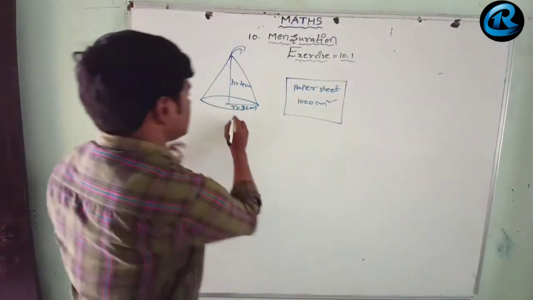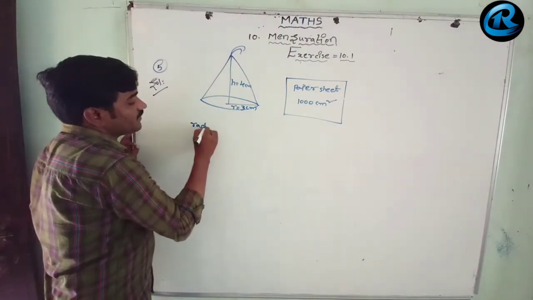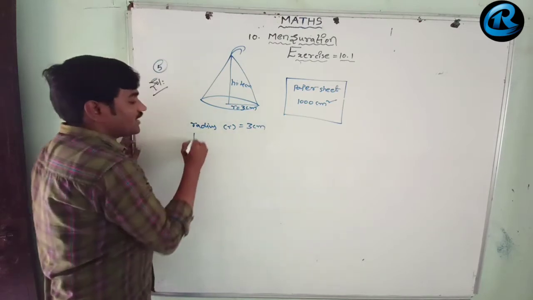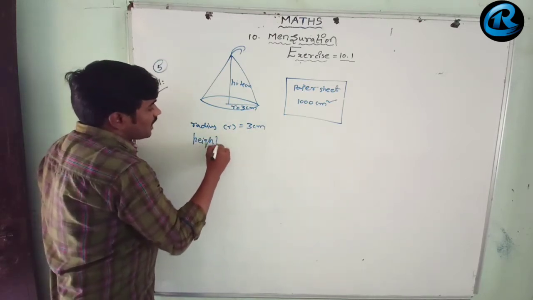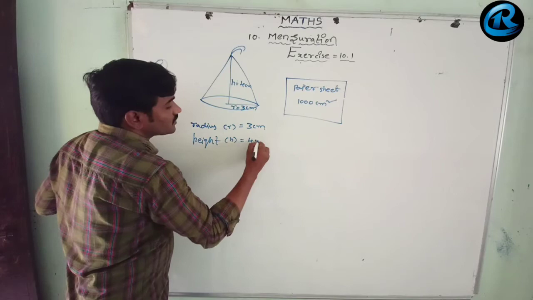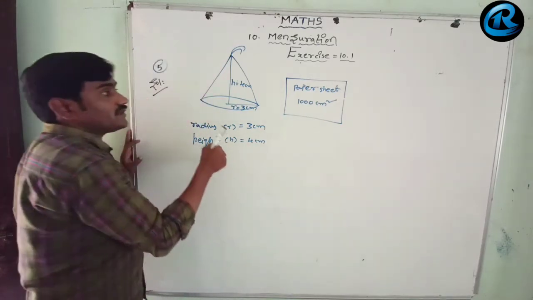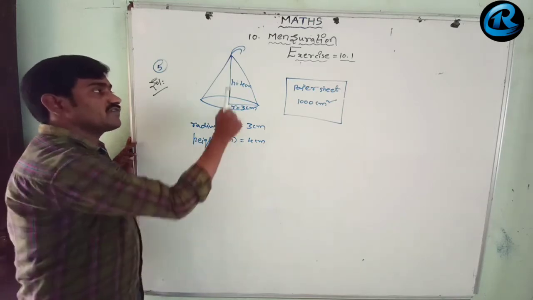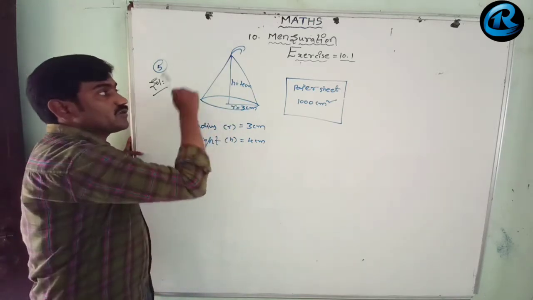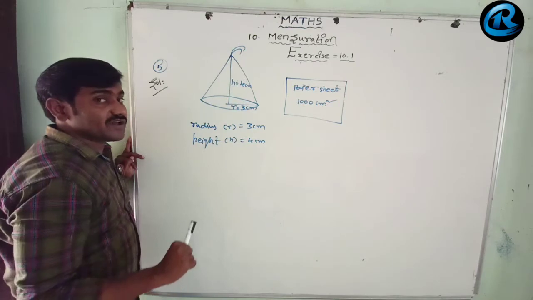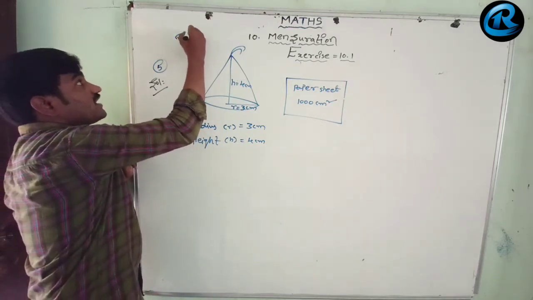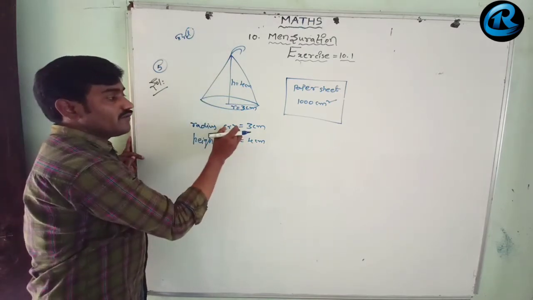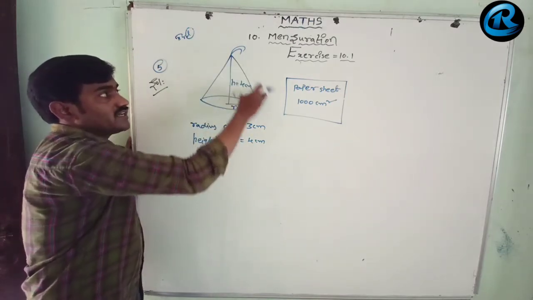First let us find out the radius already given here. The radius r equal to 3 cm and height h equal to 4 cm. As we know, the paper sheet required for one joker cap is the curved surface area. Curved surface area formula is pi r l. The r value we know, but the l value we should find out, since r and h values are given.